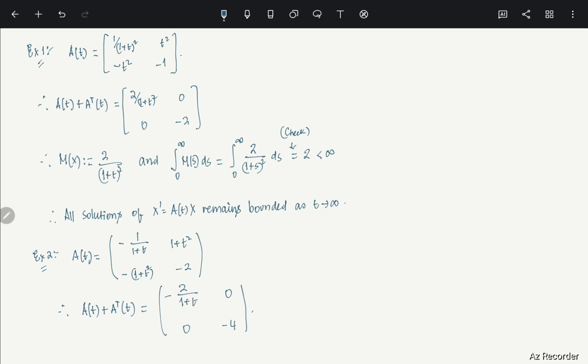Now we have to calculate what is m(t). Out of these two, it is very clear that minus 2 by 1 plus t is the maximum, given by this, m(t). Again, if you are not convinced, check. This is trivial, of course, you can see that.